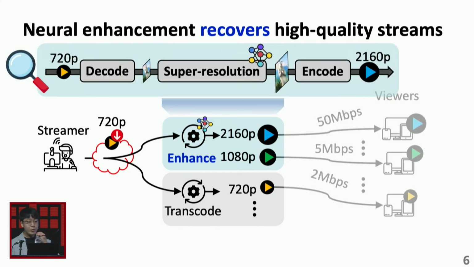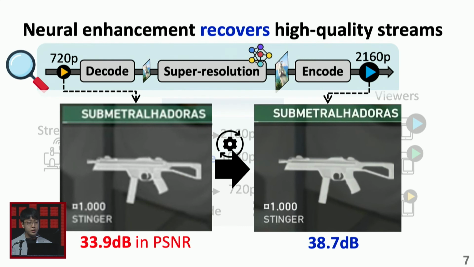Specifically, live neural enhancement consists of 3 steps: decoding a low-resolution video, applying a super-resolution network to frames, and re-encoding super-resolved frames. Such enhancement enables clients to watch high-quality video even when the ingest path becomes congested, as shown in these snapshots of videos.